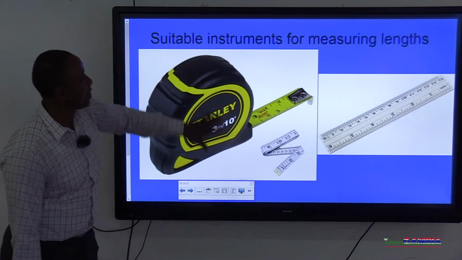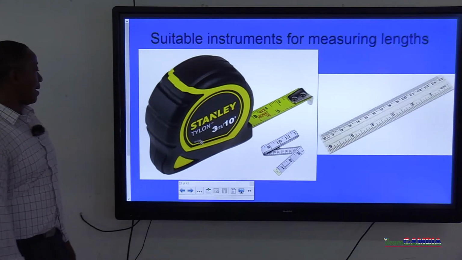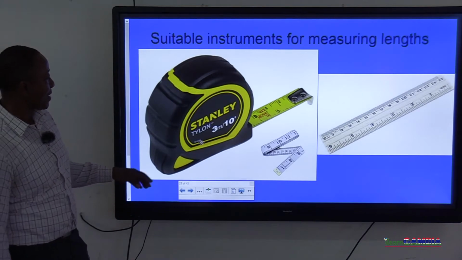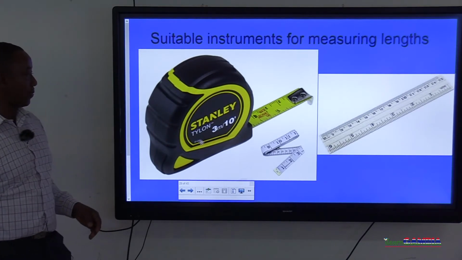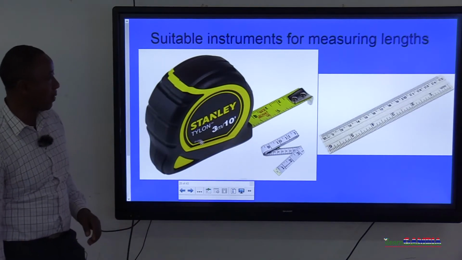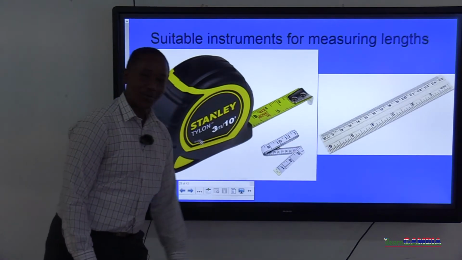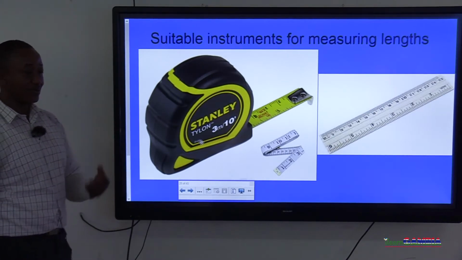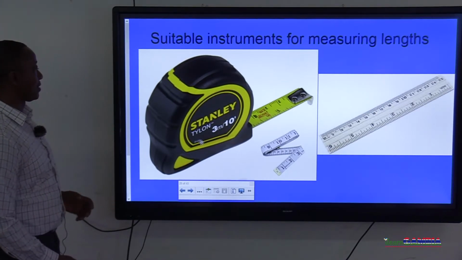So suitable instruments for measuring lengths would include different types of tape measure here. This one you'll find mostly with people that do construction. This one is common among tailors, and of course the ruler that we use in the classroom for both students and of course the teachers, they have their own rulers as well.